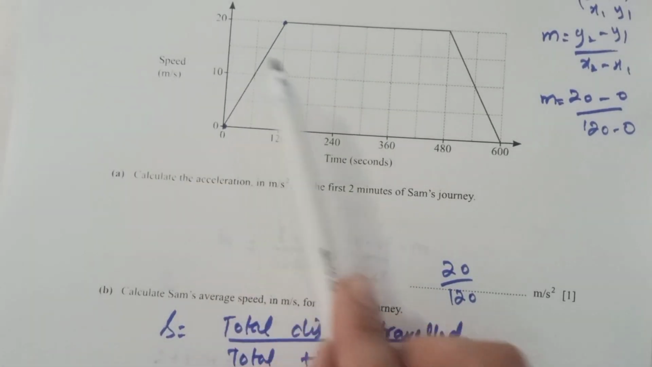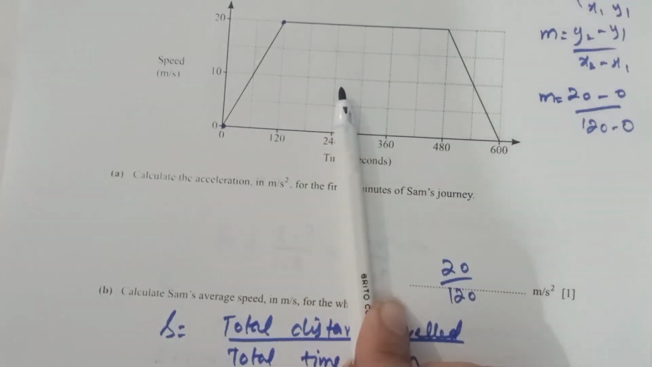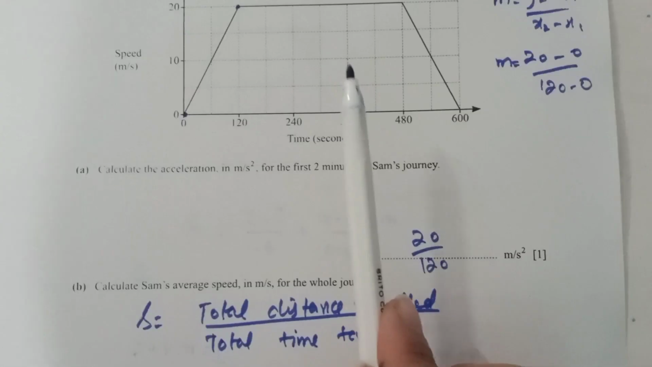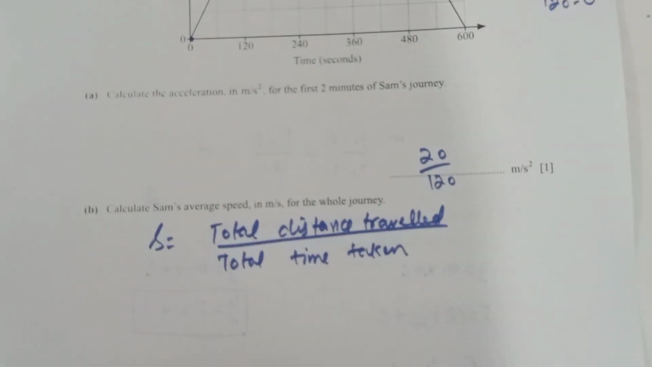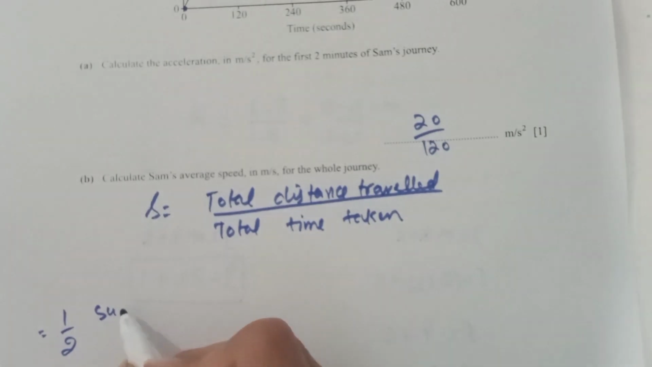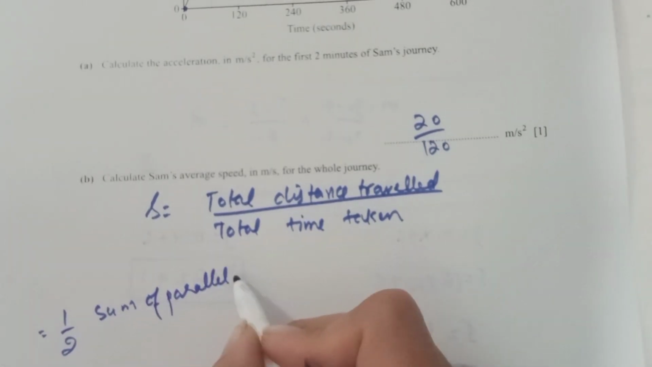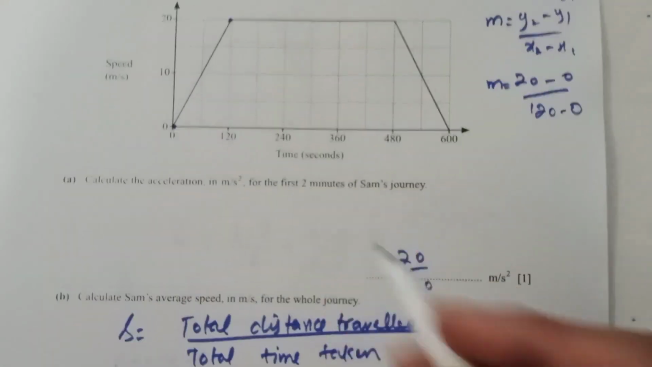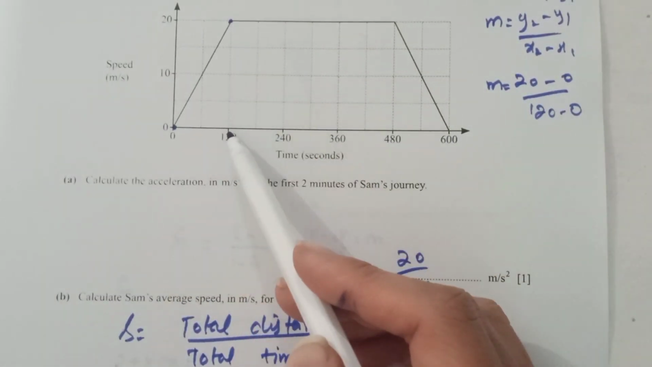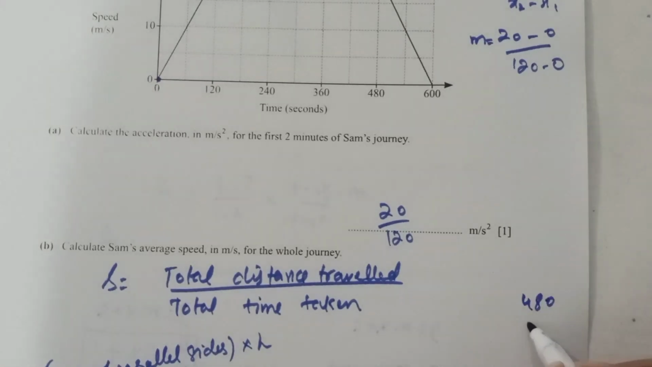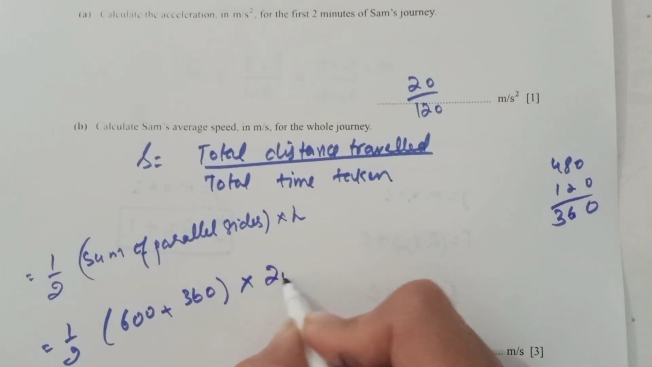We can also find the total distance by the area of a trapezium. That shape is a trapezium, and we see that two sides are parallel. We can find it by both methods. The trapezium formula is 1 by 2 times the sum of parallel sides multiplied by height. Now the parallel sides: one line is equal to 600, and the second line we find by subtracting 480 from 120, which gives 360, and the height is 20.